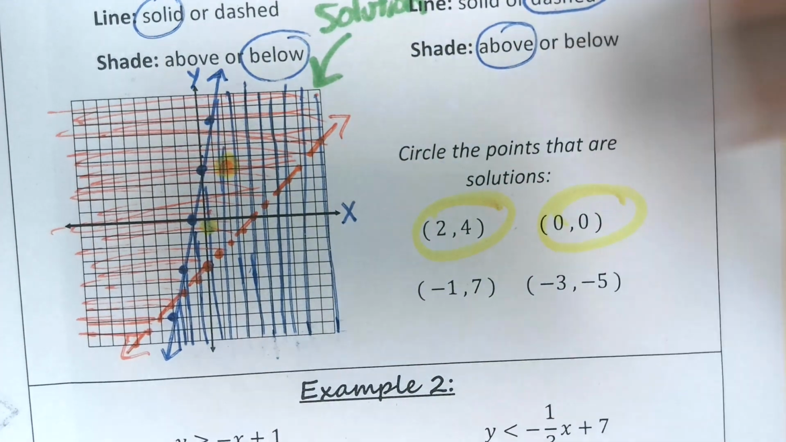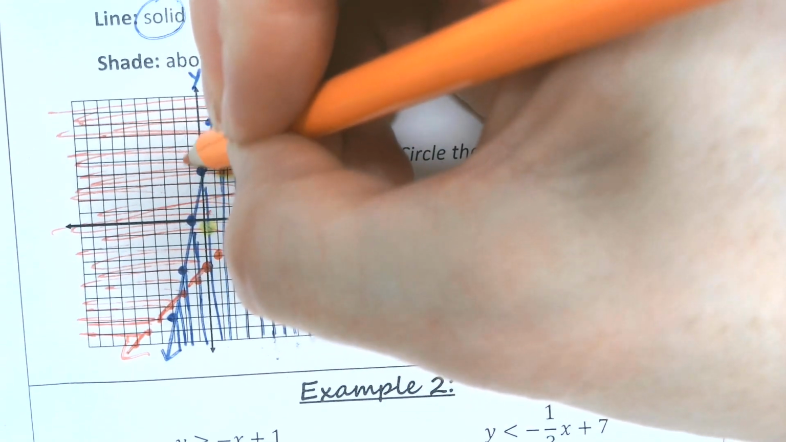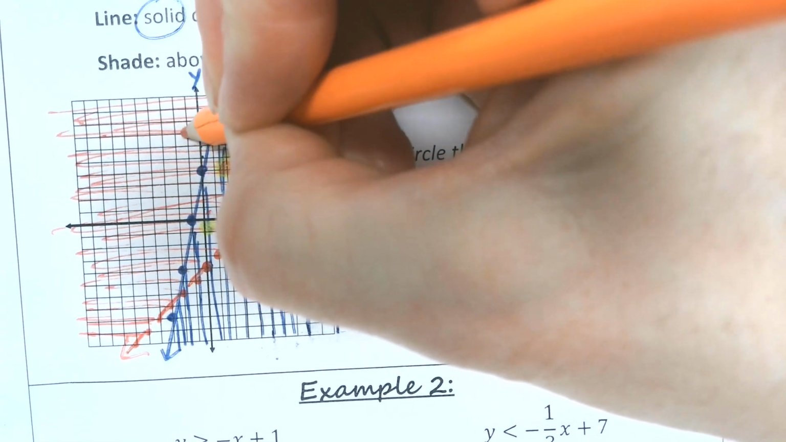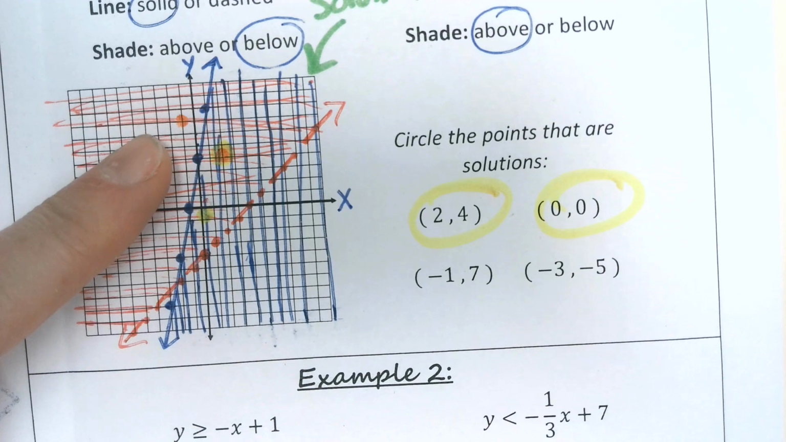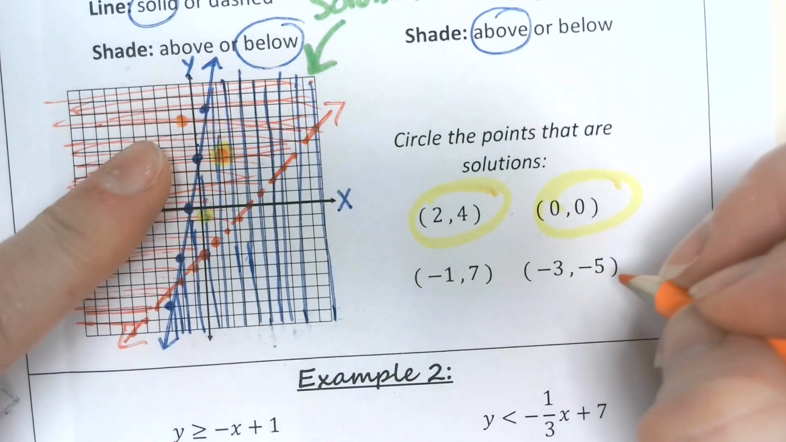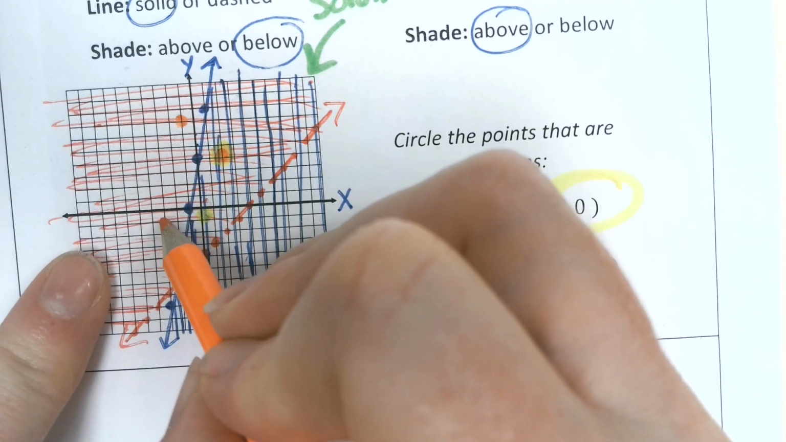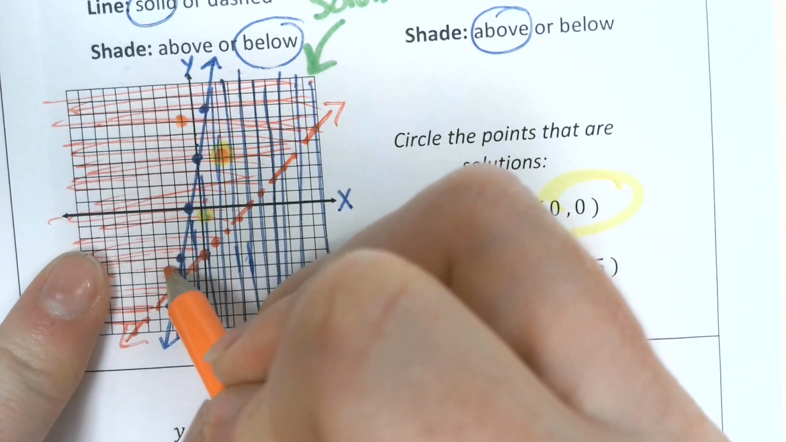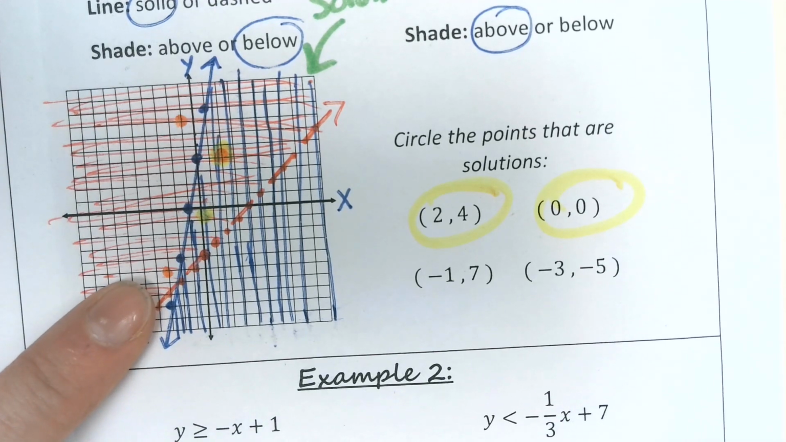-1, 7. So that means I'm going to go over 1 to the left and up 1, 2, 3, 4, 5, 6, 7. So it's in the red shading, or the second one, but it's not in the other one. So that is not a solution. And then -3, -5. -1, 2, 3, and up 1, 2, 3, 4, 5. That is not in the solution either.